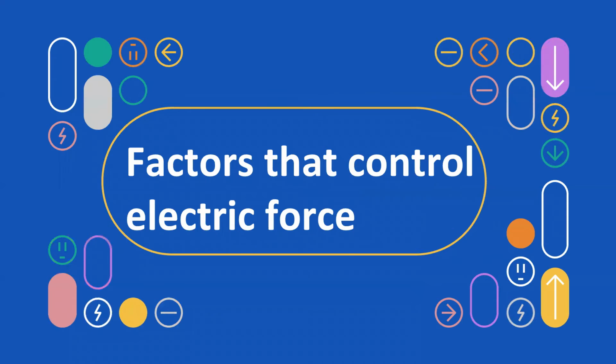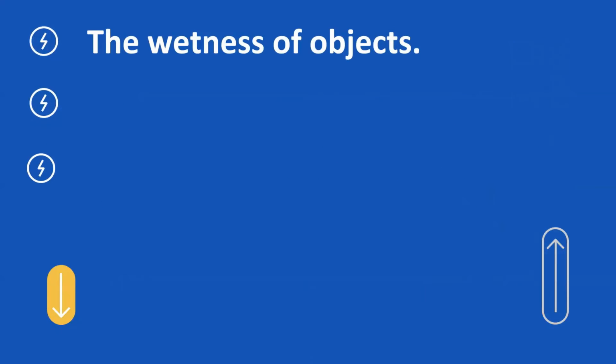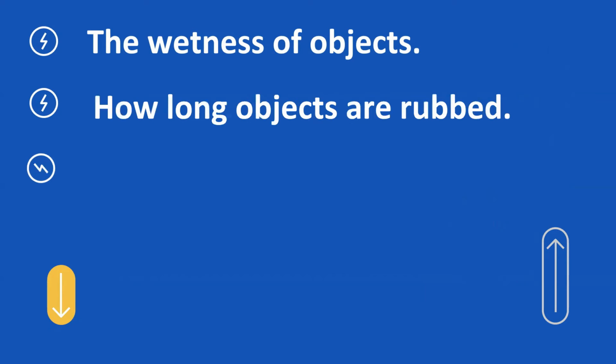So that's it. Let's move on to the factors that control electric force. First, we have the wetness of objects. It is harder for electric force to form on wet objects. Another one is how long objects are rubbed. Electric force may not form if objects are rubbed for a short time.